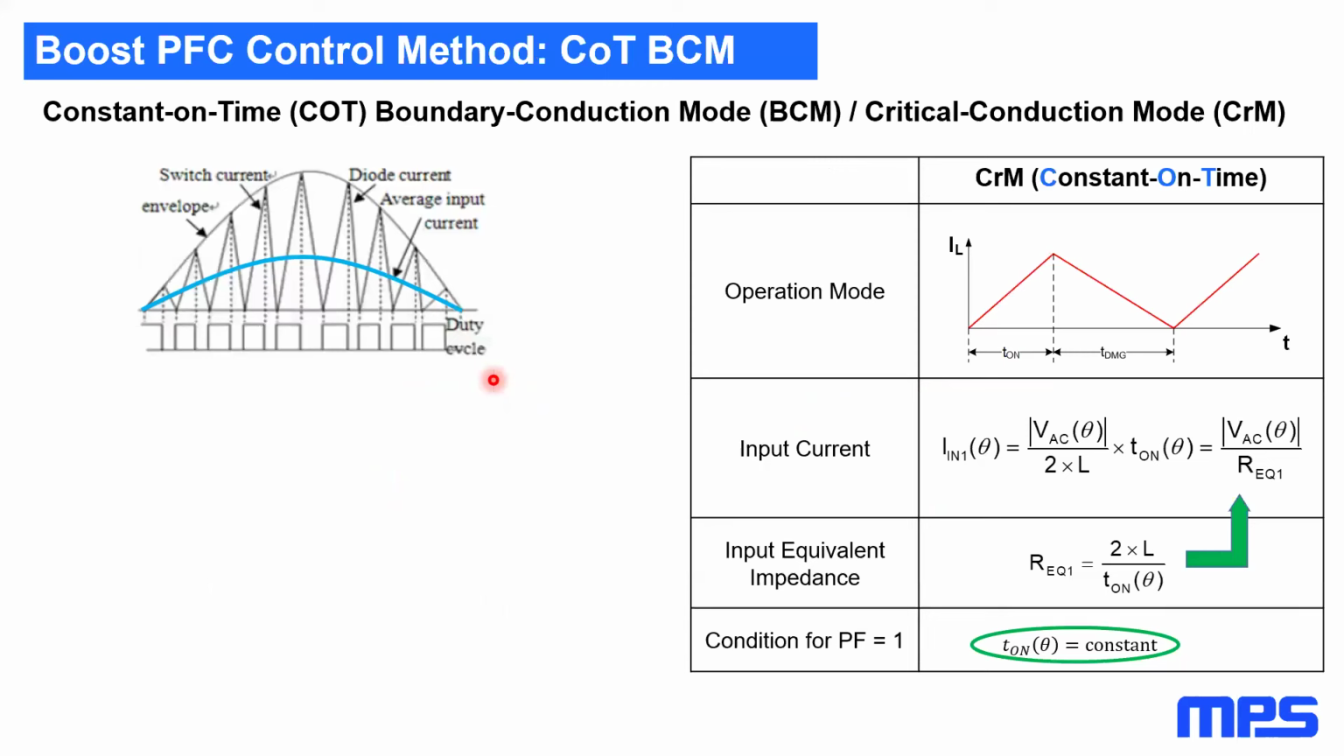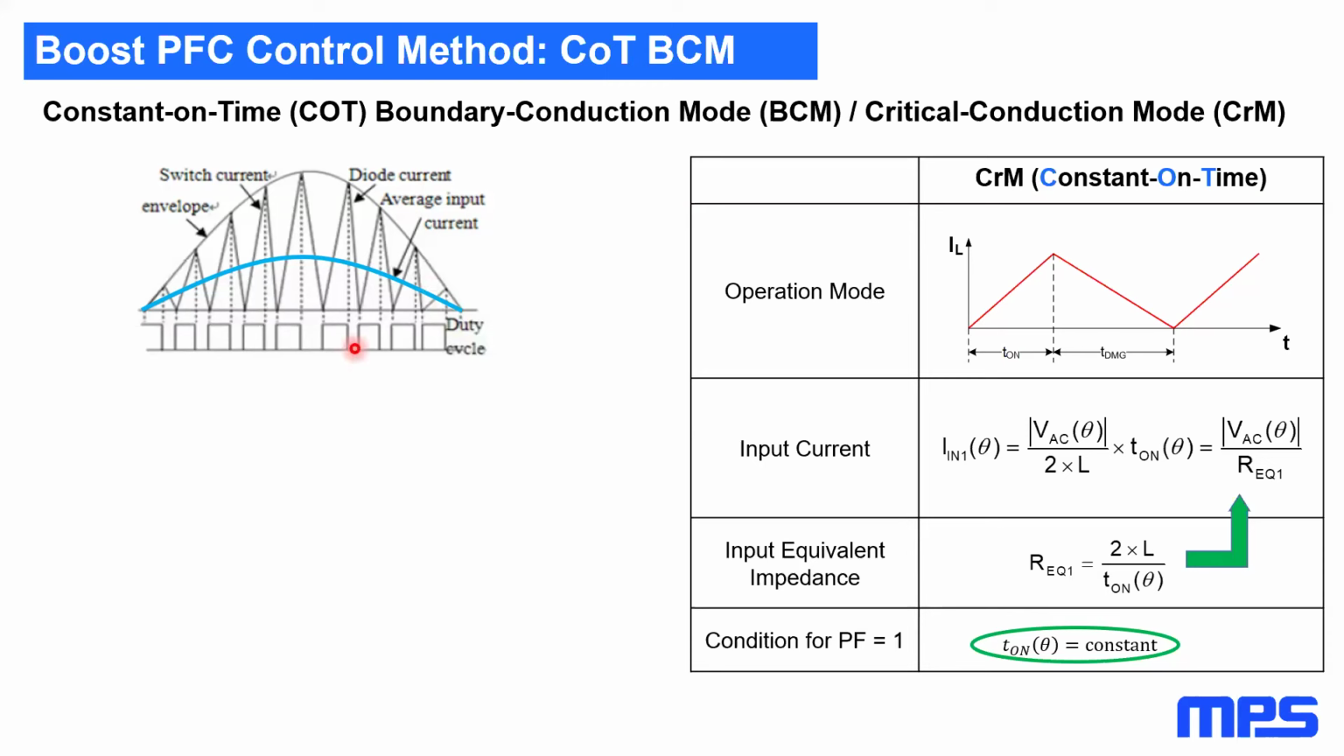So let's start with the first method I want to cover today. It's the constant on-time boundary conduction mode. Boundary conduction mode, BCM, which is also known as CRM for critical conduction mode. This means that the system is operating right at the limit between discontinuous and continuous conduction mode.